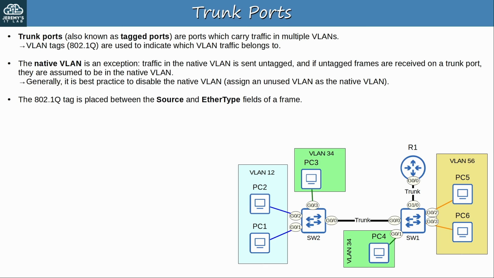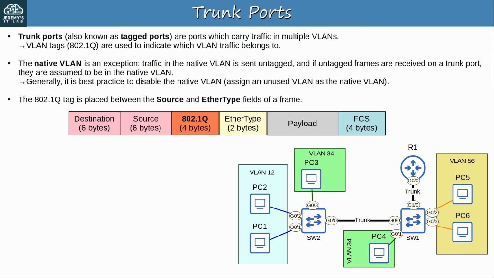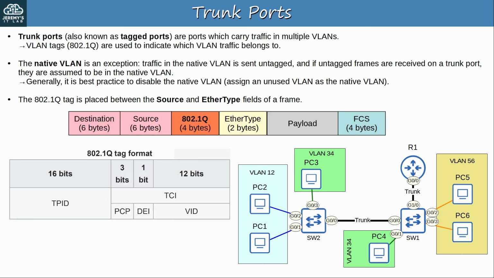Over trunk links, the .1q tag is placed between the source and ether type fields of a frame, like this. It's 4 bytes in length, and here are the fields of the tag. The TPID field is always set to hex 8100. This indicates that the frame is .1q tagged. Next, the PCP and DEI fields are used for QoS, which we'll cover later in the course. And finally, there is the VLAN ID, which identifies which VLAN the frame belongs to.